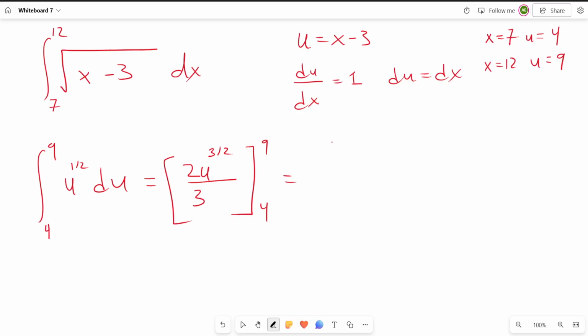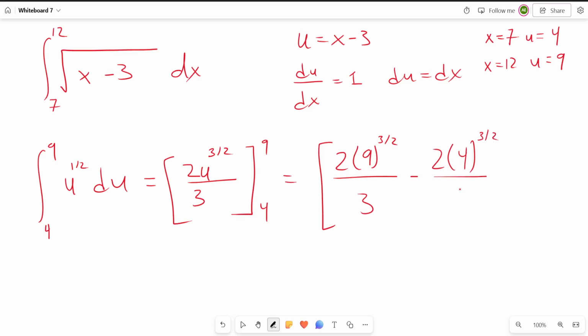So this is going to equal 2 times 9 to the power 3 over 2 over 3, and then minus 2 times 4 this time, to the power 3 over 2 over 3. Evaluating this on the calculator gives me a value of 38 over 3, and this is my answer over here. Let's try to solve using the other way and see if we get the same answer. We should get the same answer.